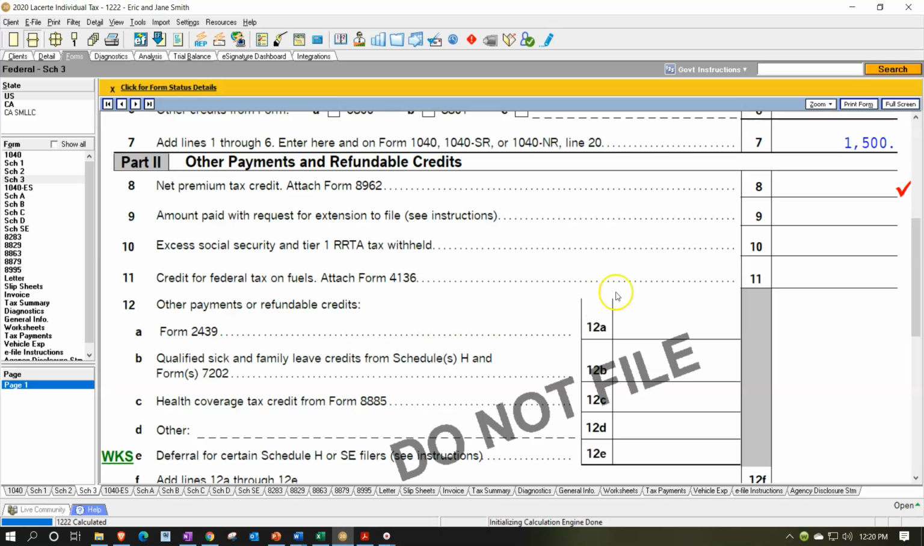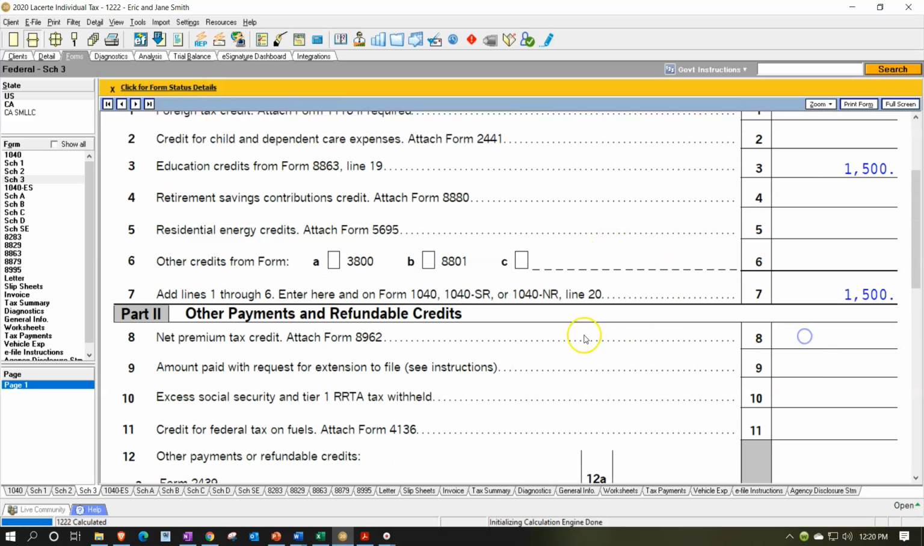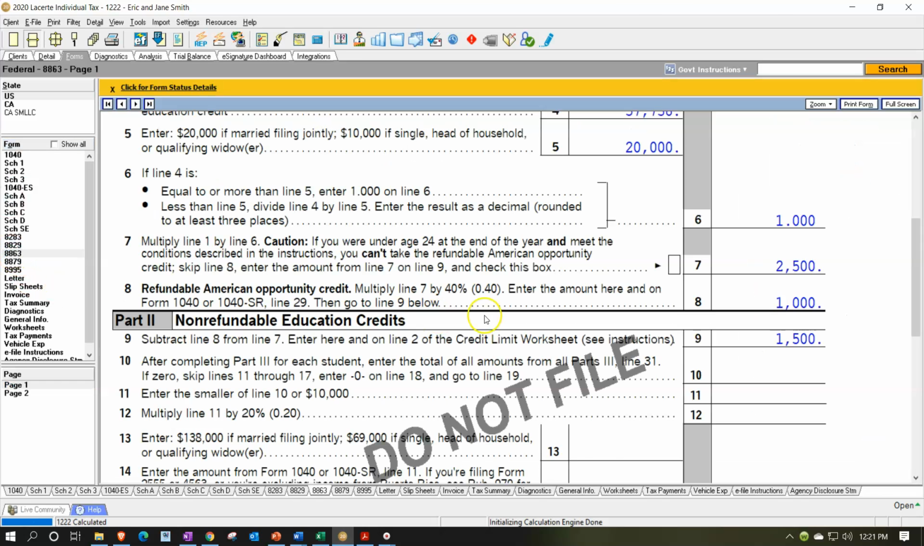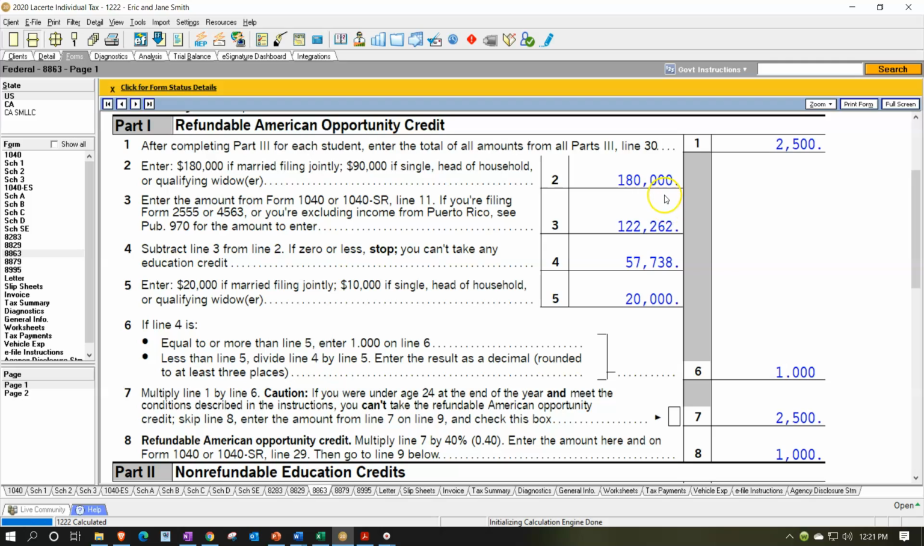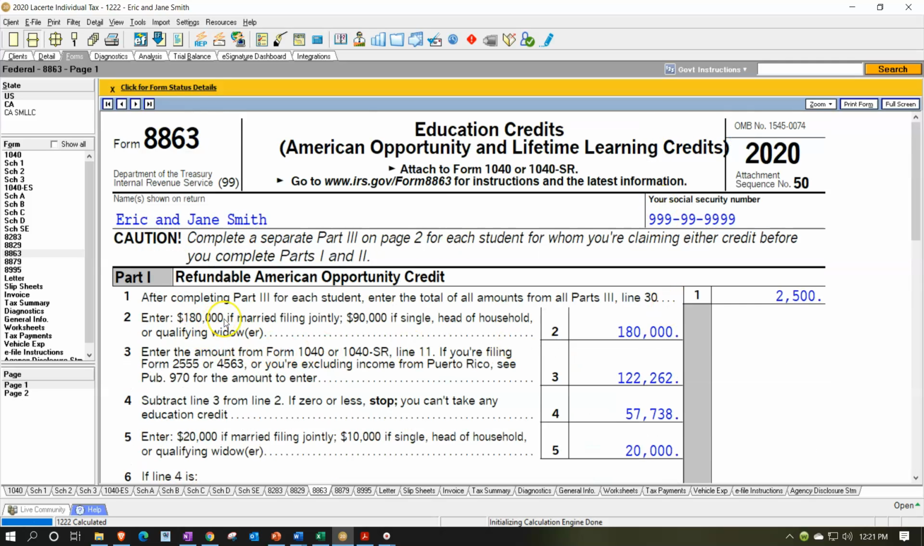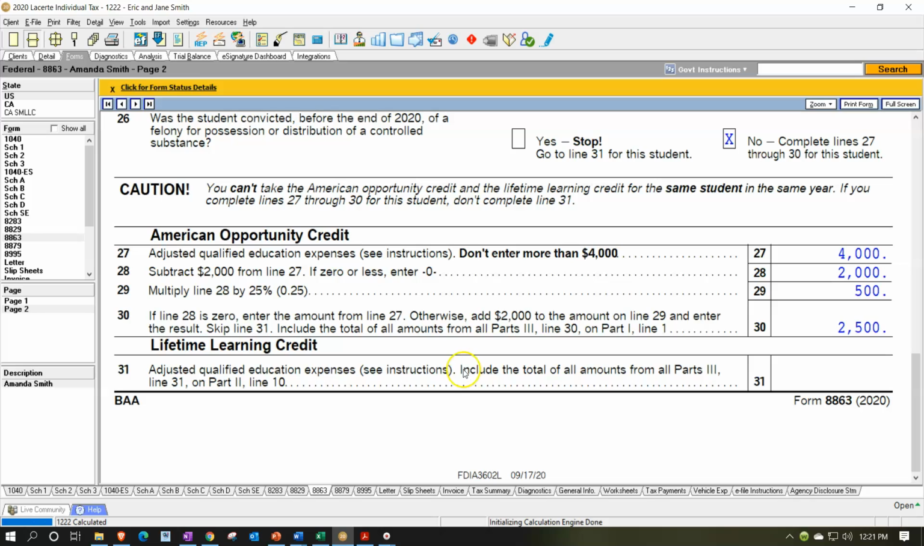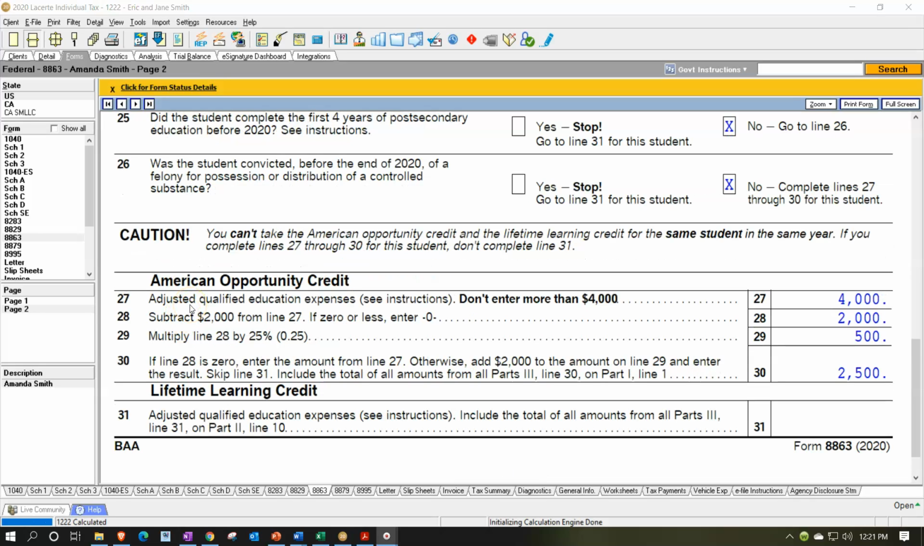So Schedule 3, Line 7, if I go back on up top, I'm going to get rid of this check mark, is right here. So we then have the education credits from Form 8863. So now we're going to go to Form 8863 to see the calculation for the education credit. Up top we have "after completing Part 3." So Part 3 actually is completed first here. If we go through the little questionnaire that we had, we're qualifying for the American Opportunity Credit. So we have the 4,000, which is kind of like our cap. We went over that, obviously. So we've got the 4,000 here.